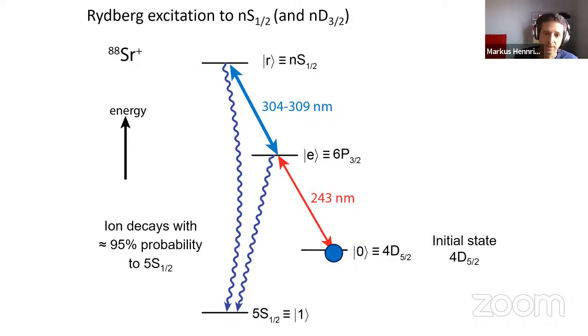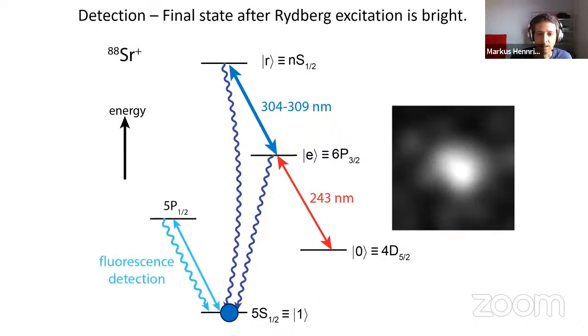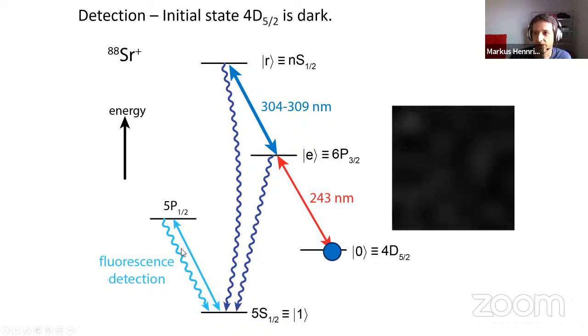So if you have these two lasers, you can prepare the ion in the qubit state 0, the initial state 4D5/2, and then you can excite the ion into the Rydberg state by this two-photon process. From there it will decay mostly back to the ground state, and if you then do fluorescence detection, what will happen is that if you have excited to the Rydberg state, you will see the population transfer from the 0 state to the 1 state. The ion will fluoresce. While if you haven't excited to the Rydberg state, for instance because your laser was detuned, it will just stay in the initial state and stay dark. So depending on the fluorescence appearing or not appearing, you know whether you excited to the Rydberg state or not.